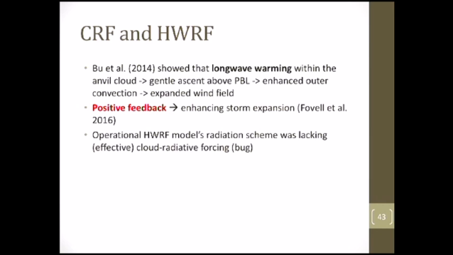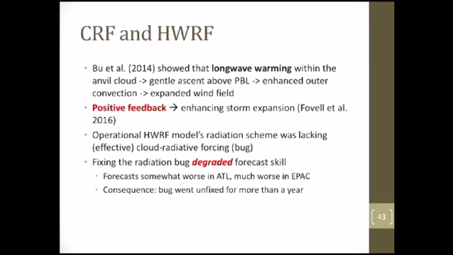The operational HWRF model's radiation scheme was lacking effective cloud-radiative forcing at the time. That was a bug. So we communicated our findings to the HWRF developers. They said, thank you very much. We'll work on this. We provided a code that actually would work. They tested it, and it made the model forecast worse. Okay? So what happened was they fixed the bug. The clouds weren't cloudy anymore, but the skill scores went down.